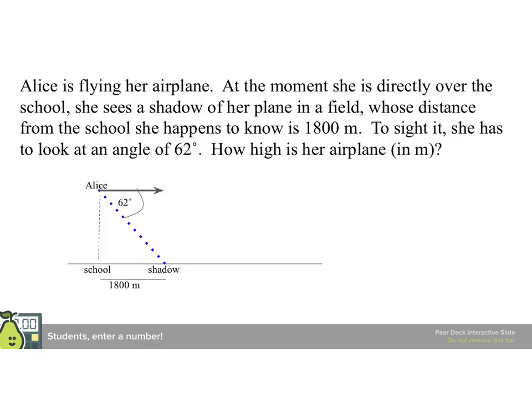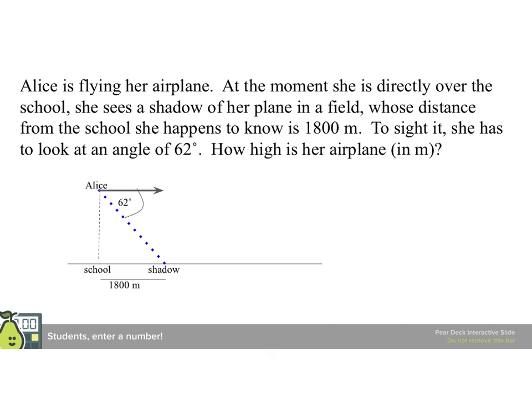And finally, sort of a trig example. Alice is flying her airplane. At the moment she is directly over the school. She sees a shadow of her plane in a field whose distance from the school she happens to know is 1,800 meters, because I guess Alice knows local terrain. To sight it, she has to look down at an angle of 62 degrees. How high is her airplane?